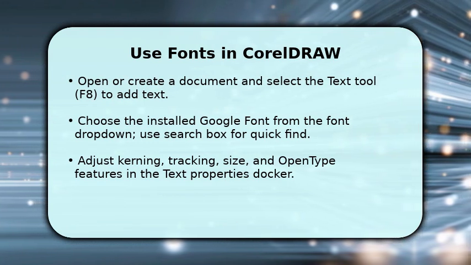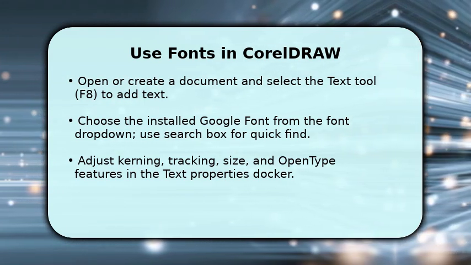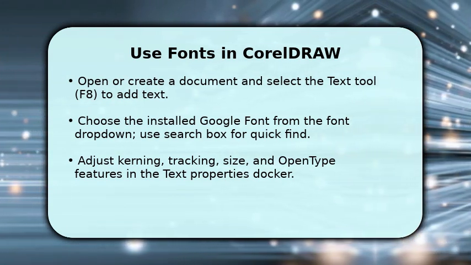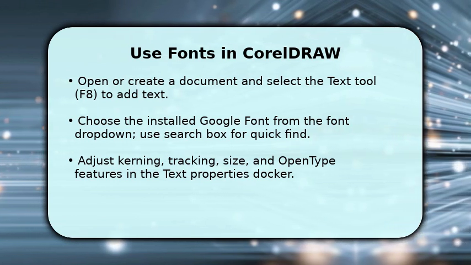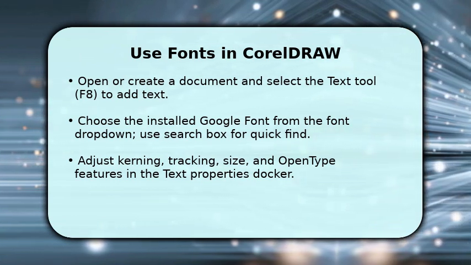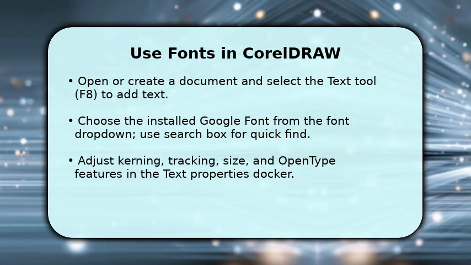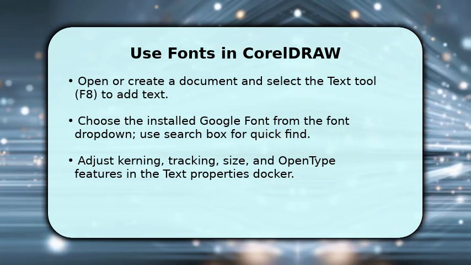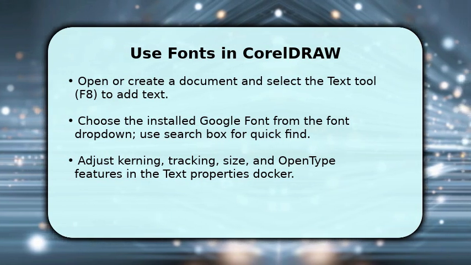Once applied, adjust size, tracking, and kerning in the text properties docker, and enable OpenType features like ligatures or stylistic sets if available. If you plan to convert text to curves, keep an editable copy first so you can tweak typography later without retyping.